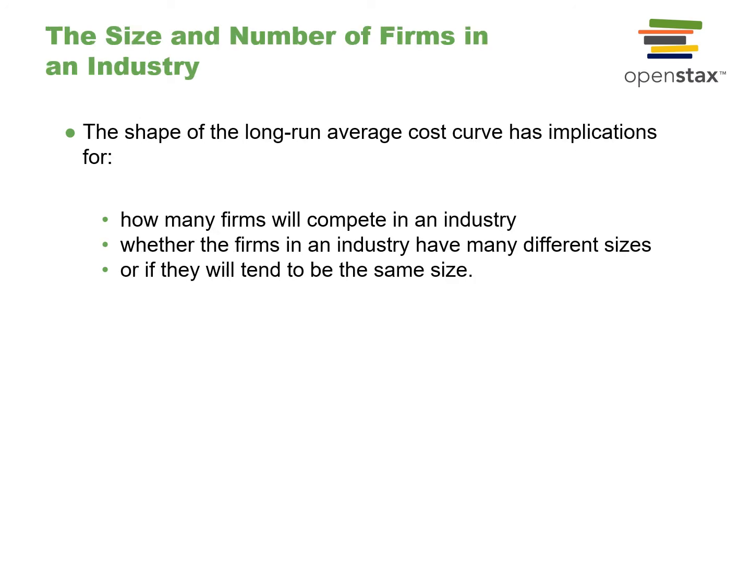The size and number of firms in any given industry also has an impact: how many firms will compete in an industry, whether firms in an industry have many different sizes, or if they tend to be the same size. These are the things that influence the shape of the long-run average cost curve.